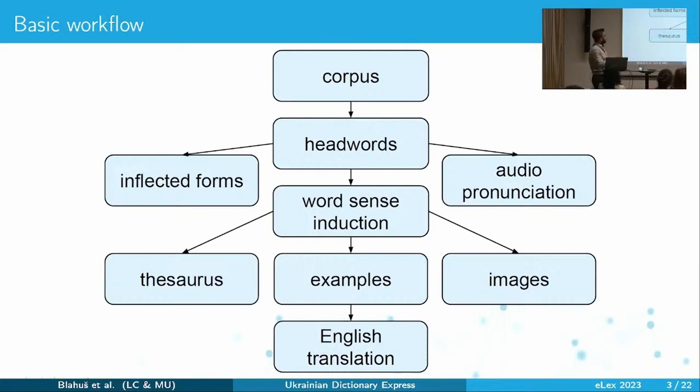Then for each headword we can generate the list of word senses and again have this corrected. I will address all these steps in more detail in the next slides. And again, for each word sense, we generate a list of similar words and a list of examples, again automatically extracted from the corpus. Every box in this graph means that we generate something from the corpus automatically and have it post-edited by a native speaker.